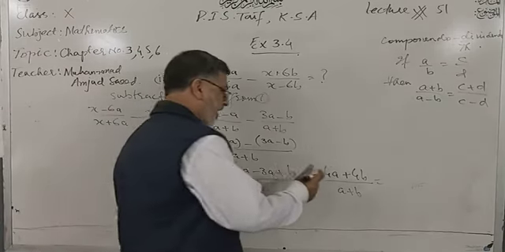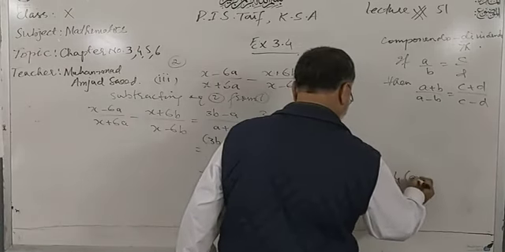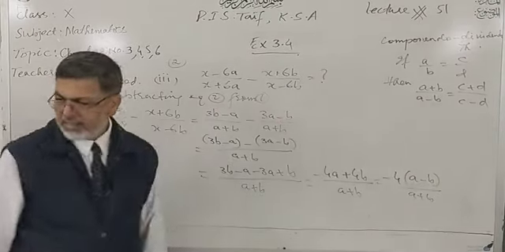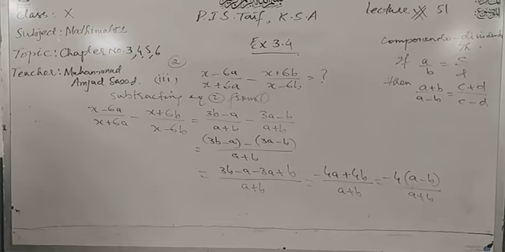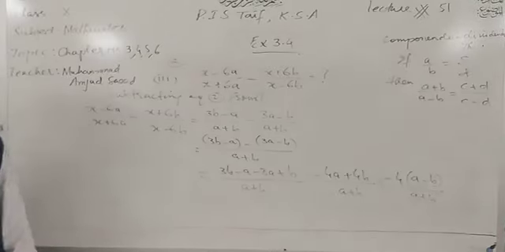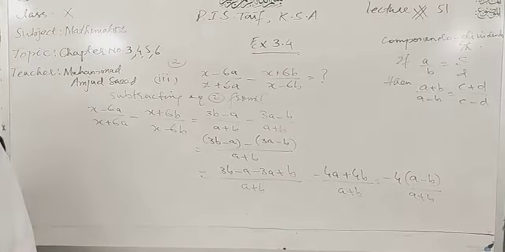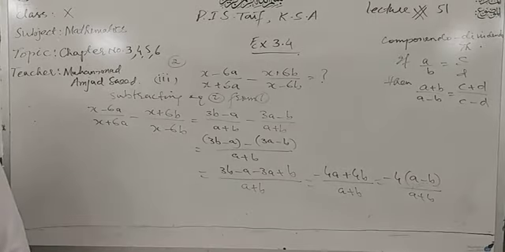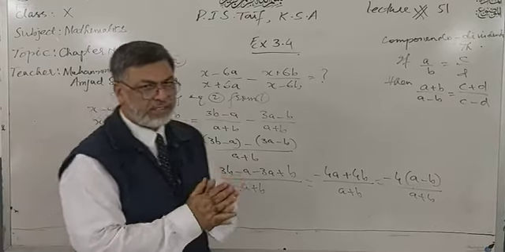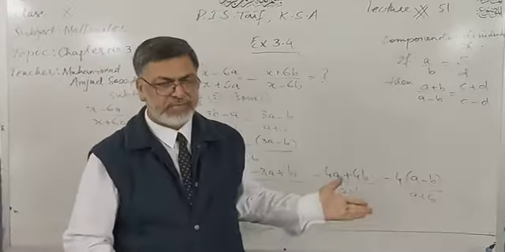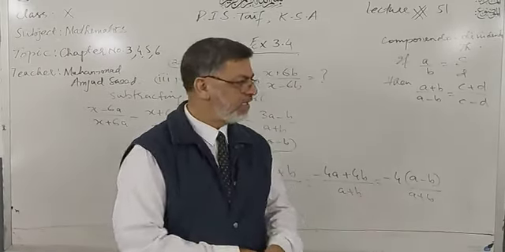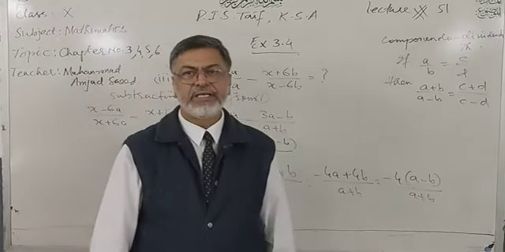Here you can take minus 4 common. That will be minus 4 into a minus b over a plus b. Dear students, that is your answer. I hope that you understood this question. That was your question number 2, part number 3. I hope that you understood this question and you will apply this method to solve the other parts. And with the help of practice, inshallah, you will do better in your test and exam.